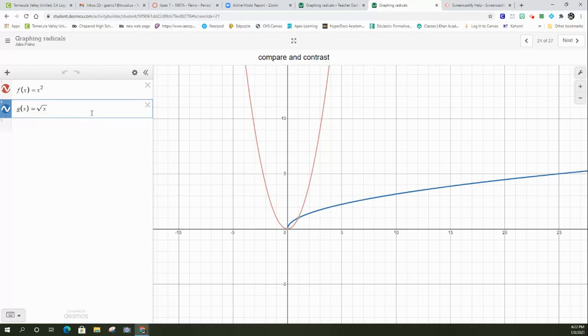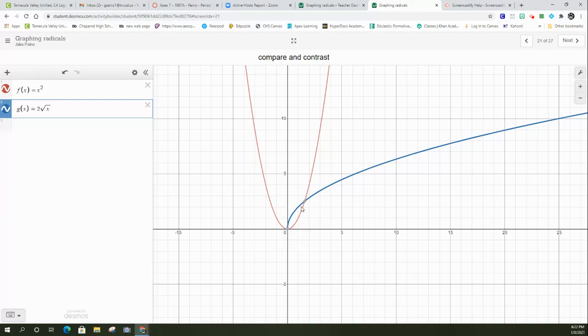If we make a 2, what's going to happen now? It's up 2 over 1, up 2 over 3, up 2 over 5. So the over didn't change. The a is again affecting the output, so it's affecting the rise, the y values.